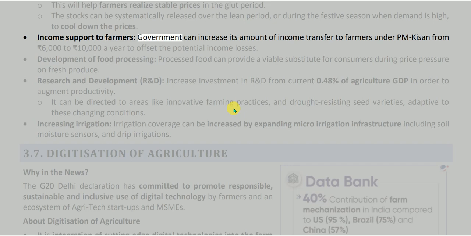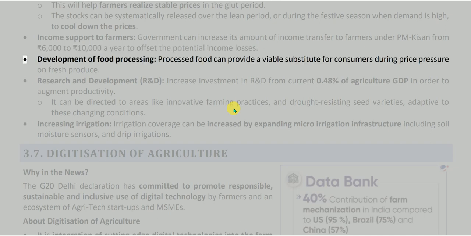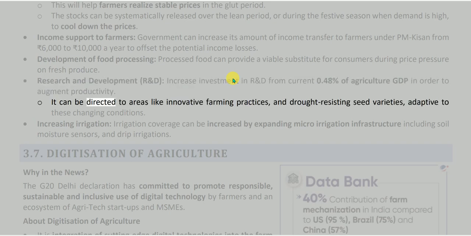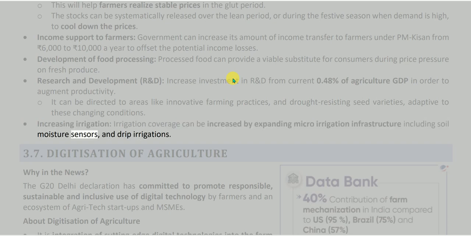Income support to farmers. Government can increase the amount of income transferred to farmers under PM Kisan from 6,000 rupees to 10,000 rupees a year to offset the potential income losses. Development of food processing. Processed food can provide a viable substitute for consumers during price pressure on fresh produce. Research and development. Increase investment in R&D from the current 0.48% of agriculture GDP in order to augment productivity. It can be directed to areas like innovative farming practices and drought-resisting seed varieties, adaptive to these changing conditions. Increasing irrigation. Irrigation coverage can be increased by expanding micro-irrigation infrastructure including soil moisture sensors and drip irrigation.